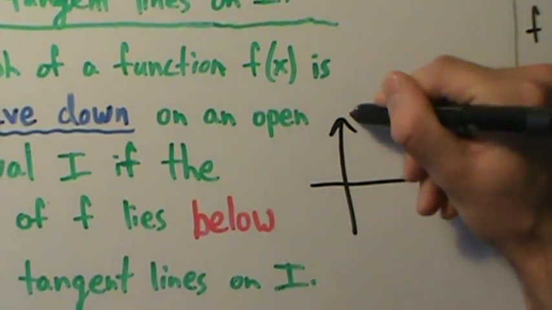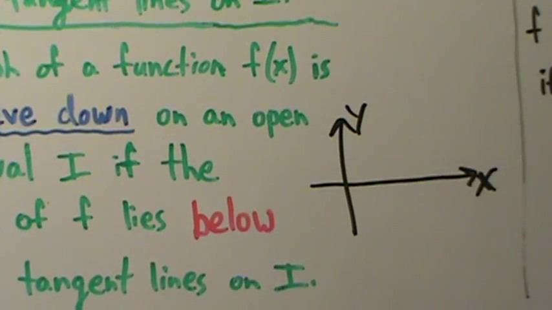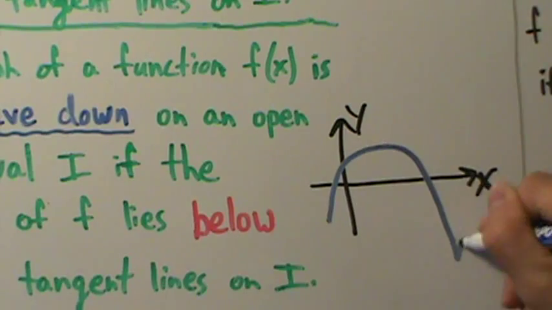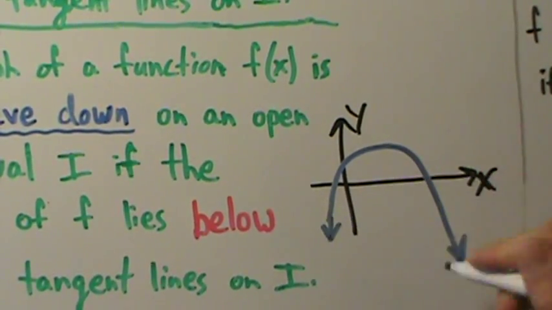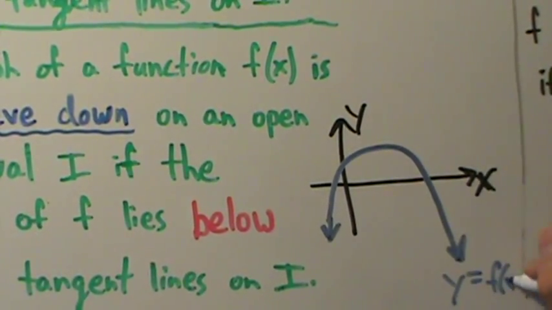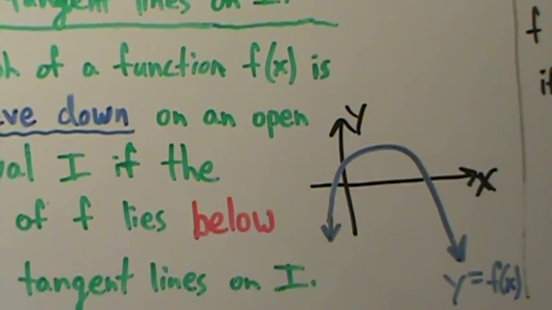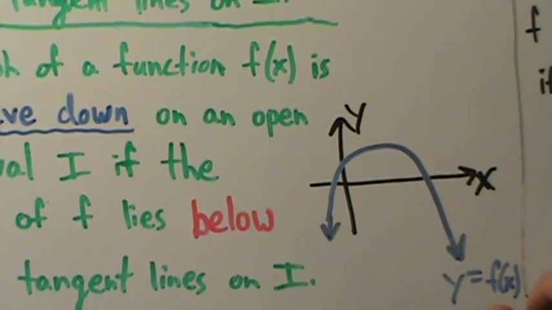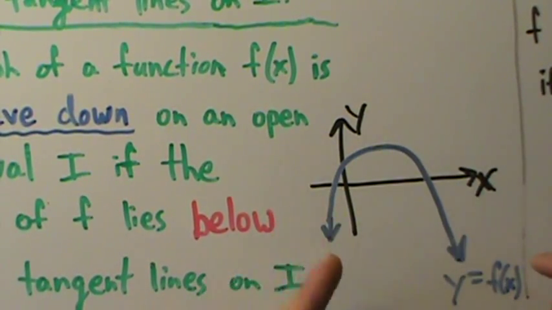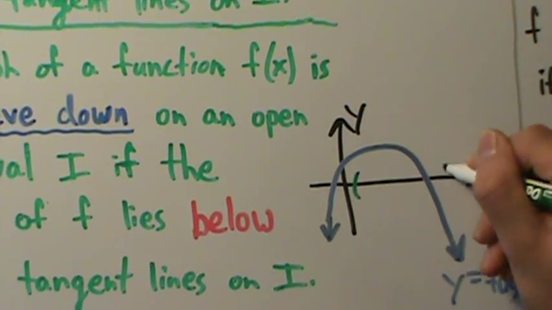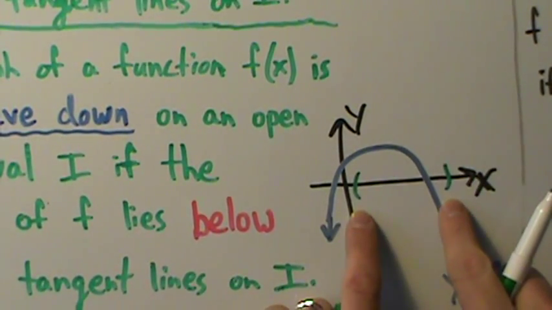So here's our x-axis, our y-axis, and then let's put a function in here. Something like that. So this will be y equals f of x. Okay, so our interval, so really this whole thing as I've drawn it is concave down, but let's just take a little piece here. So let's look at this piece, this interval here. So this is going to be our interval I.